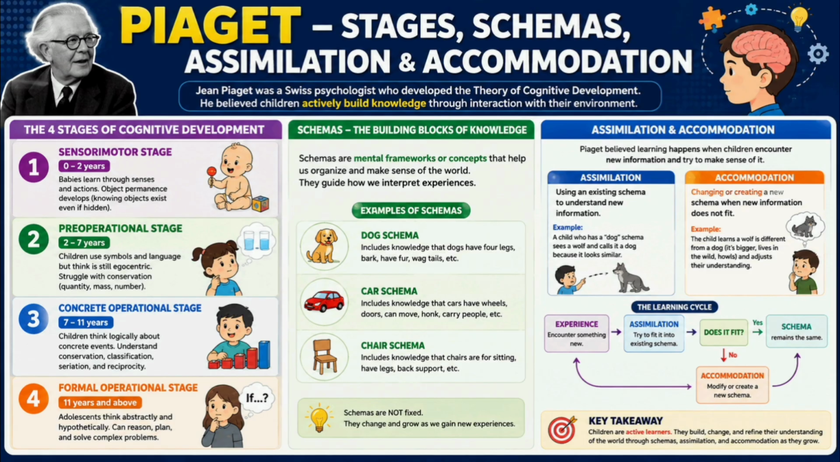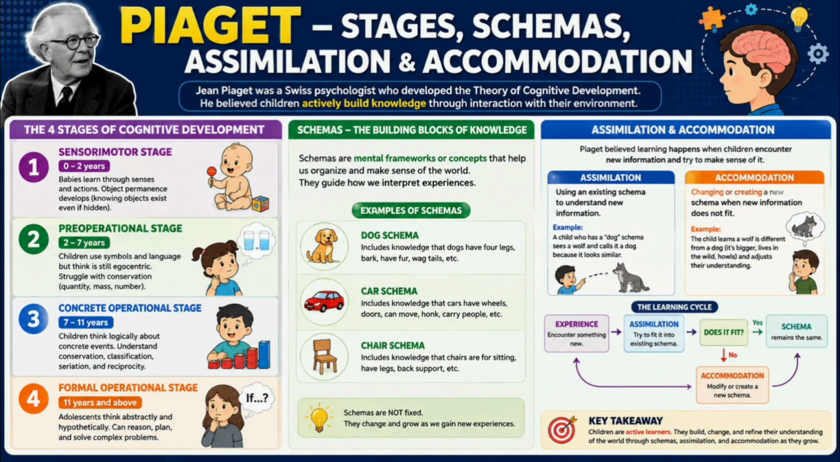Learning process. Piaget's theory suggests that learning involves continuous interaction between experience, schema, assimilation, accommodation, and new and modified schema. Children encounter new experiences. They try to understand these experiences using their existing schemas. If the information fits, it is assimilation. If it does not fit, they modify their schema through accommodation. In this way, knowledge continuously develops.